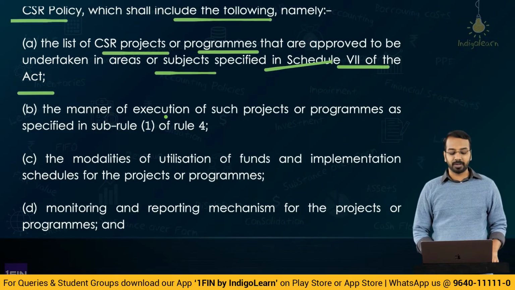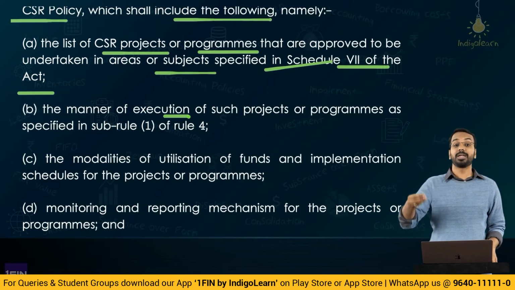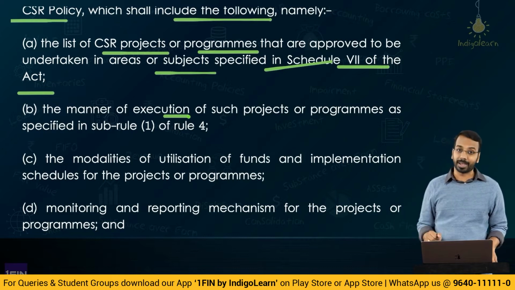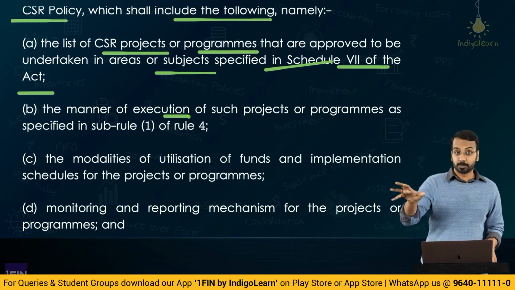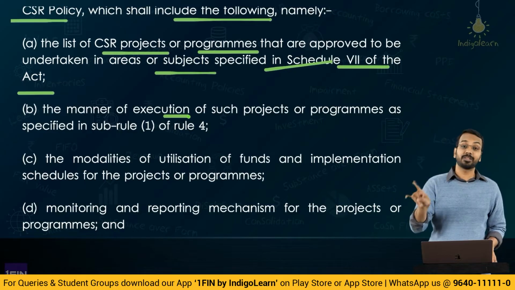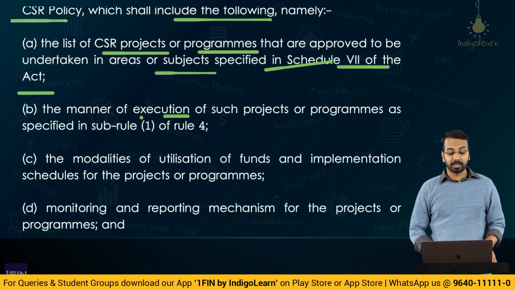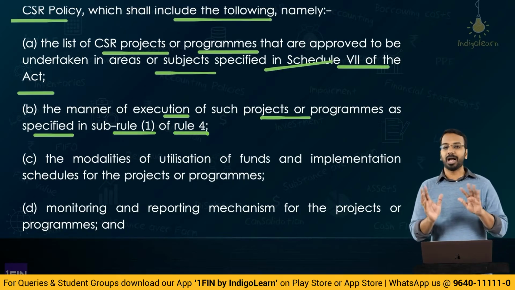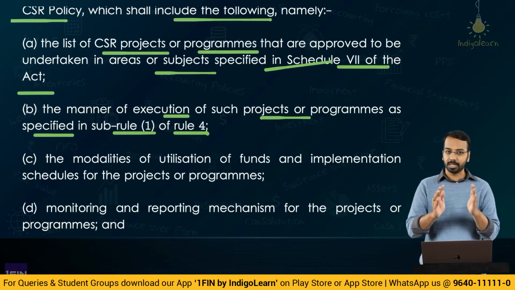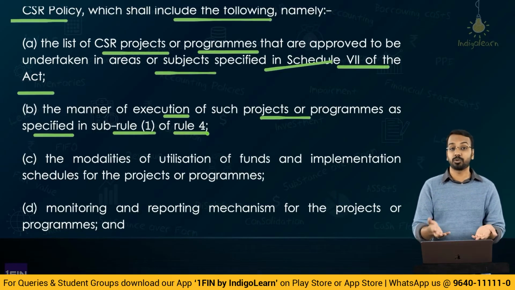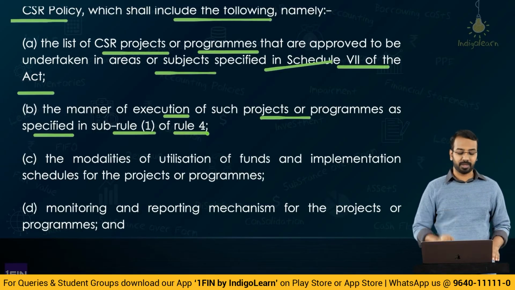Then the manner of execution. So first is, what are the projects or programs that we will do? Whether we will teach some students from financially weak backgrounds, or whether we will build a hospital, whatever we will do, that is a part of Schedule 7. And the manner of execution of such projects or programs as specified in sub-rule 1 of Rule 4. So Rule 4 talks about how those projects and programs will be executed. Here the manner of execution will be defined.